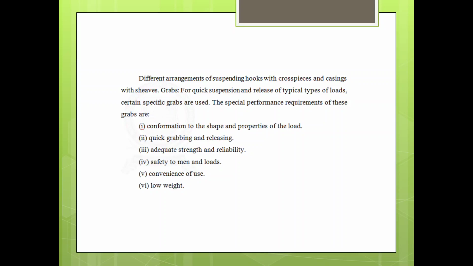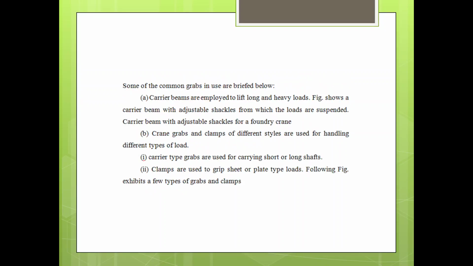Certain specific grabs are used. The special performance requirements of these grabs are conformation to the shape and properties of the load, quick grabbing and releasing, adequate strength and reliability, safety to men and loads, convenience in use, and low budget. Some of the common grabs in use are briefly described below.